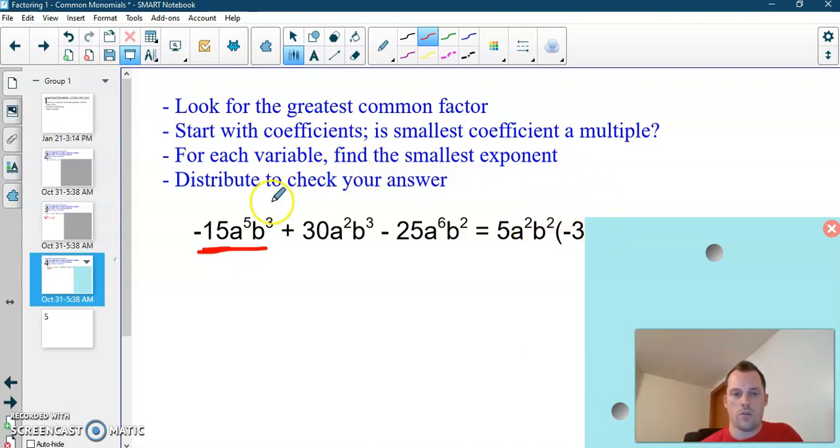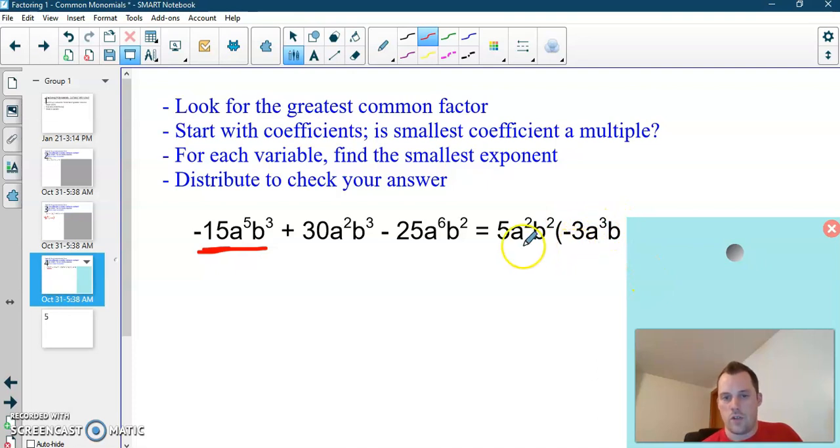A to the second times a to what power is going to give me a to the fifth? Well, I know from exponents that an a times another a, we have to add the exponents. So 2 plus 3 would be 5. So a squared times a to the third would give me a to the fifth. And then for b, we have b squared here and b to the third. Remember, that's b times b here, b times b times b. So if we multiply this by another b, that would give us b cubed. So we get b cubed, or just b, excuse me, for the first term.